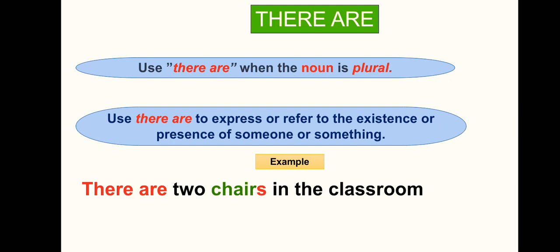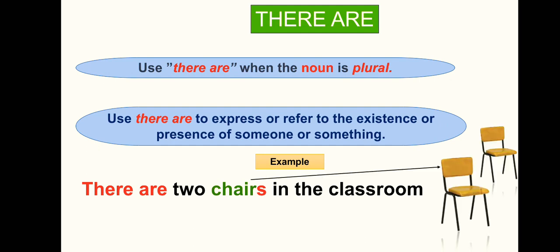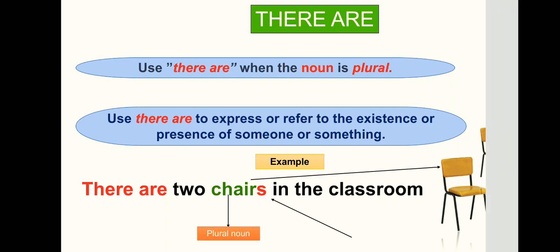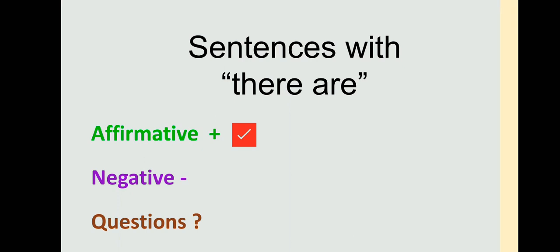Here you can see there are two chairs. You can also say there are chairs in the classroom, right? So here you see the picture of two chairs, which is going to be a noun in the plural. Sentences with there are. Affirmative, negative, questions. Let's get started with the affirmative.